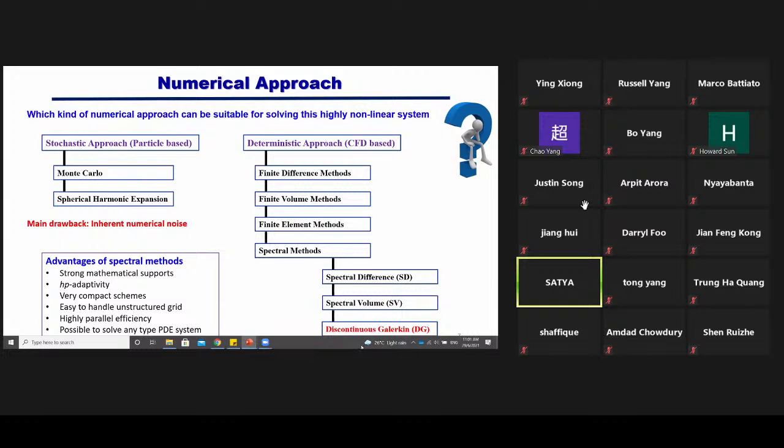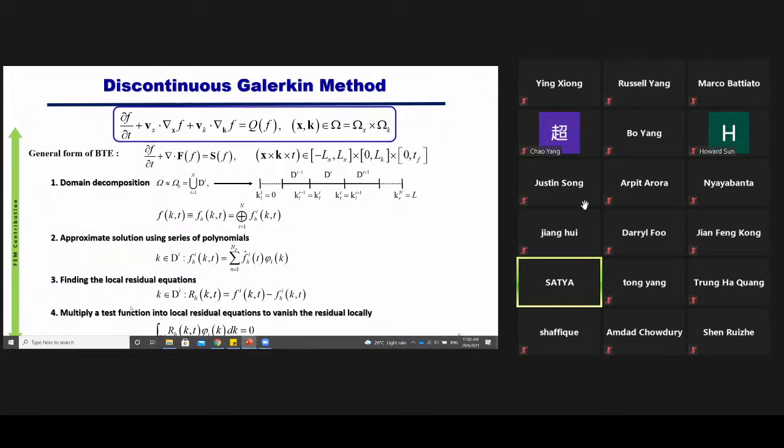Among these, I am working on the discontinuous Galerkin method. The main advantage of this method is that it has strong mathematical support. It has hp adaptivity and a very compact scheme. It is applicable for any type of mesh, and it is highly efficient for parallelization. How does it work?